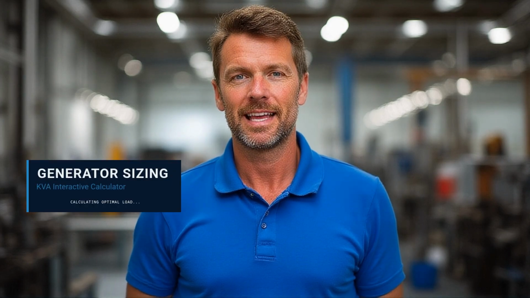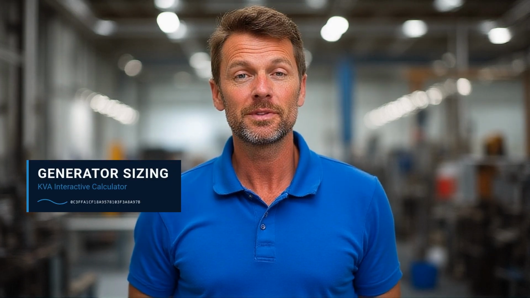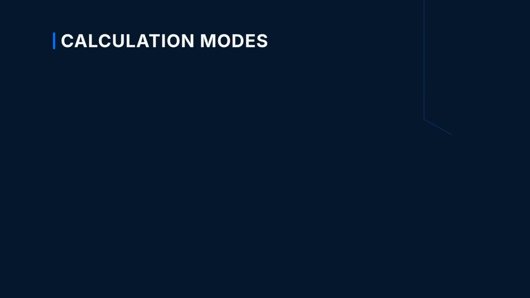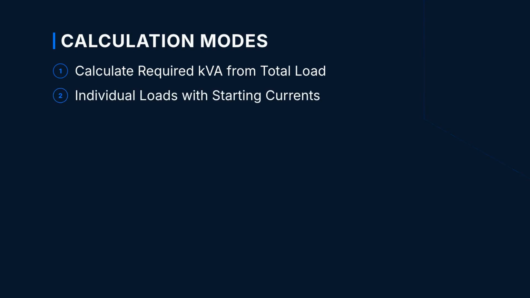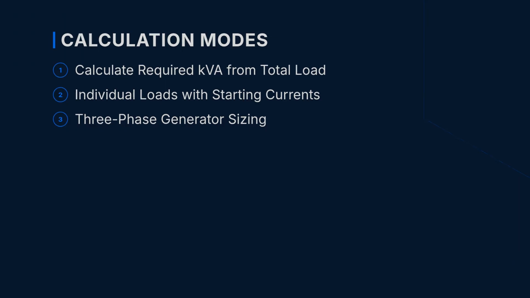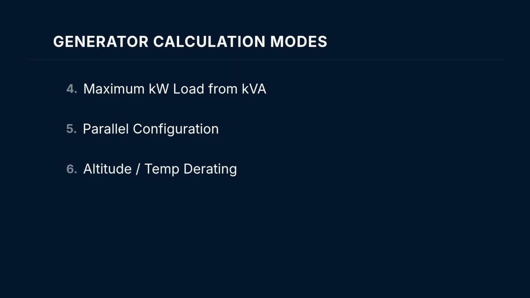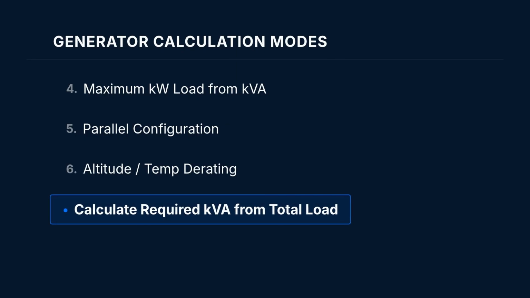The generator sizing KVA interactive calculator determines the right generator size for your electrical loads. This calculator has 6 calculation modes available in the drop-down menu: calculate required KVA from total load, calculate from individual loads with starting currents, 3-phase generator sizing, calculate maximum kW load from generator KVA, parallel generator configuration, and altitude and temperature derating. For this demonstration, I'm using calculate required KVA from total load.